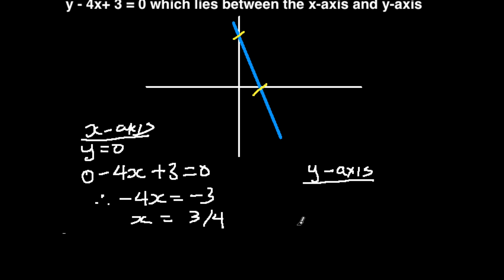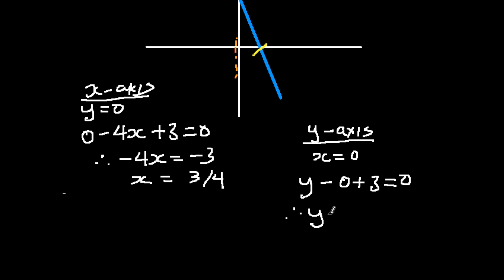Similarly, if we want to find a point where the line crosses the y-axis, we're going to set x equal to 0. As you can see, the y-axis is the point where x is equal to 0. So now, setting x equal to 0, we get y minus 0 plus 3 is equal to 0. Therefore, y is equal to minus 3.